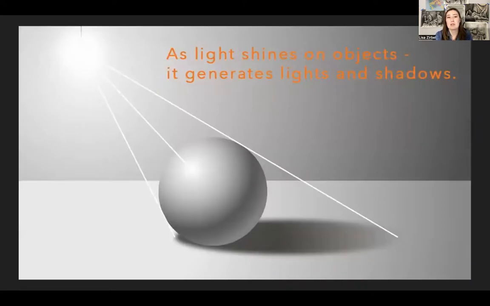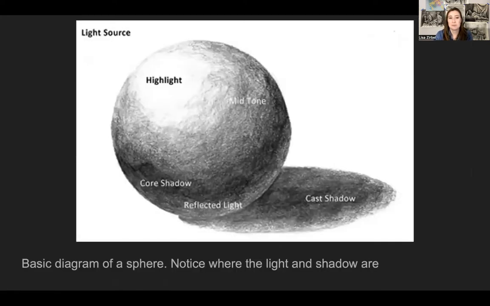As light shines on objects, it generates lights and shadows. So this is one of the very helpful roadmaps you have to really understanding the way that light and shadow work on an object. So this is the map, the roadmap, the diagram. This is very common. You will see this in every single drawing textbook, and this is the components that every object has. So we have always a light source. There's light coming from somewhere, always. Where that hits directly is going to be the highlight area. Surrounding that is typically the mid-tone.